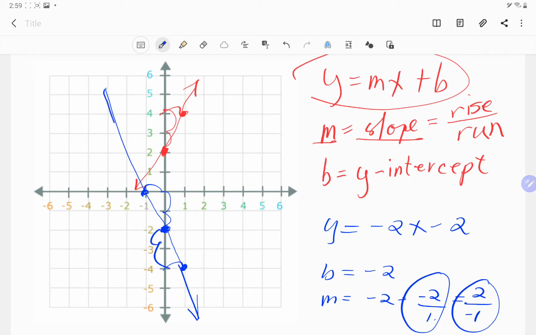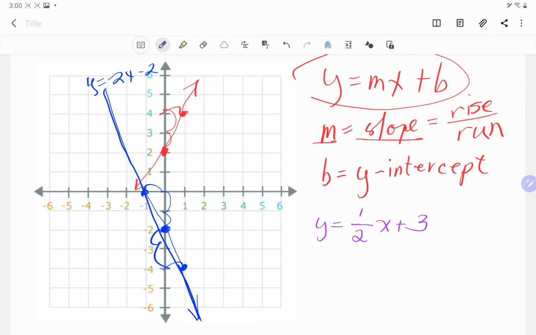So whether we use negative 2 over 1 or 2 over negative 1, the answer will still be the same. Let us label this graph: y equals negative 2x minus 2. Let us try another example here.